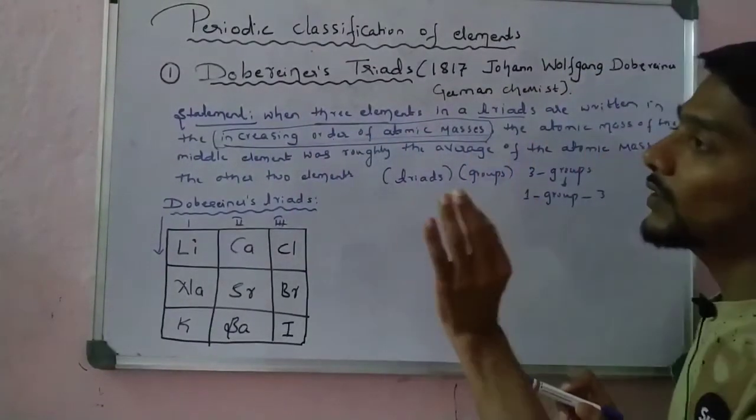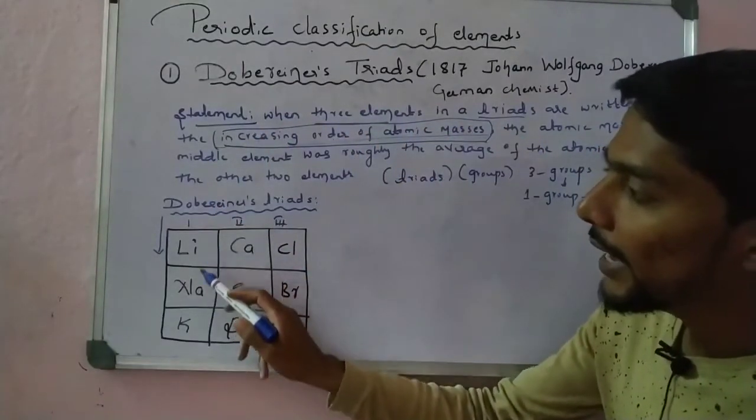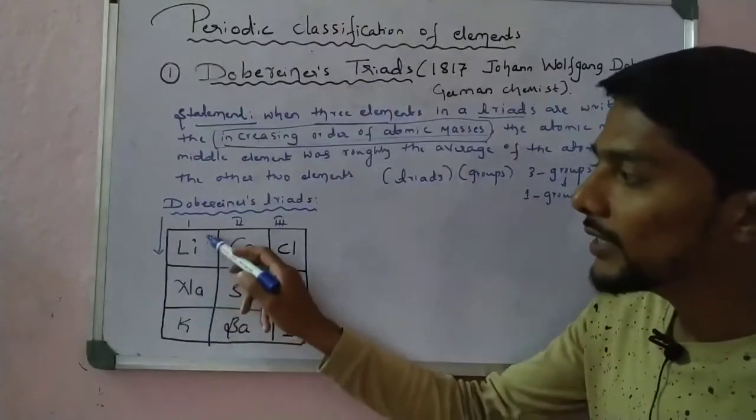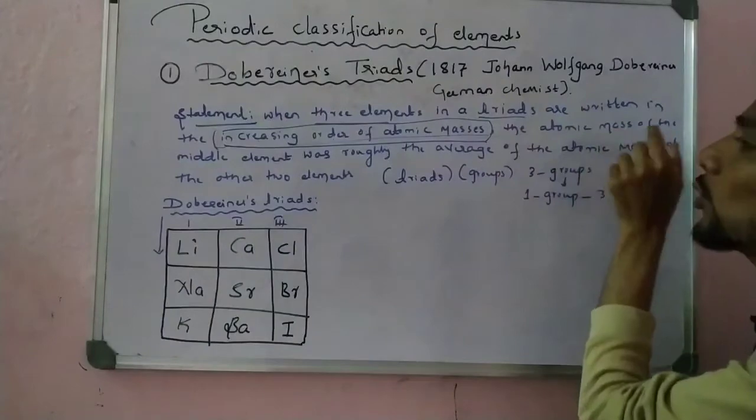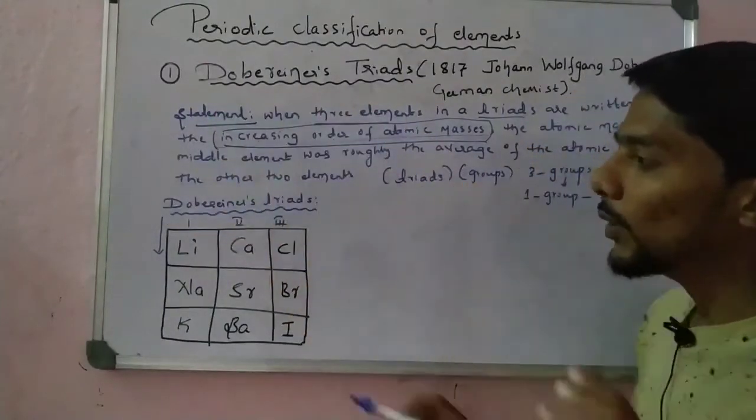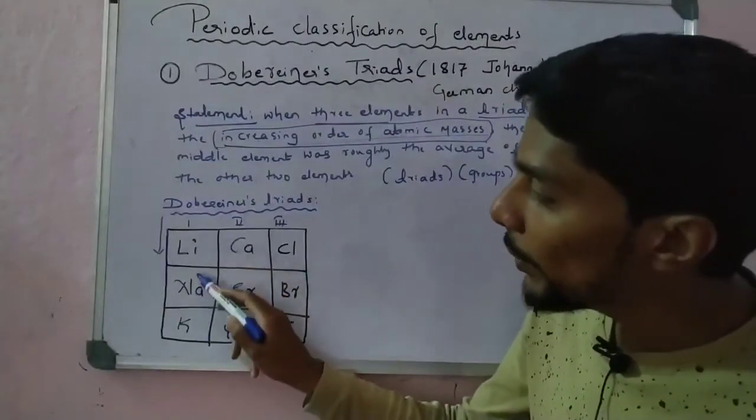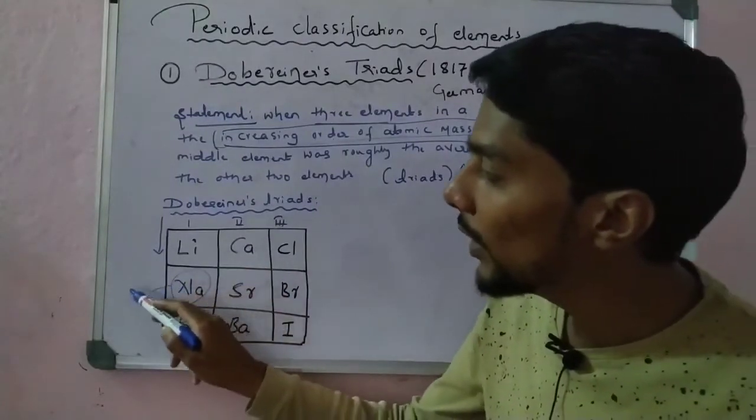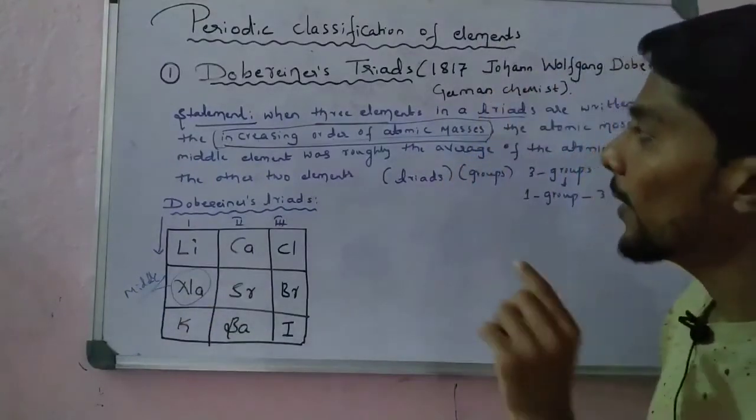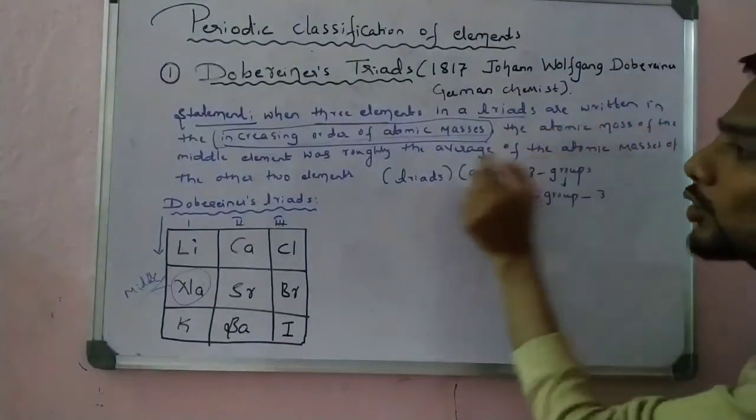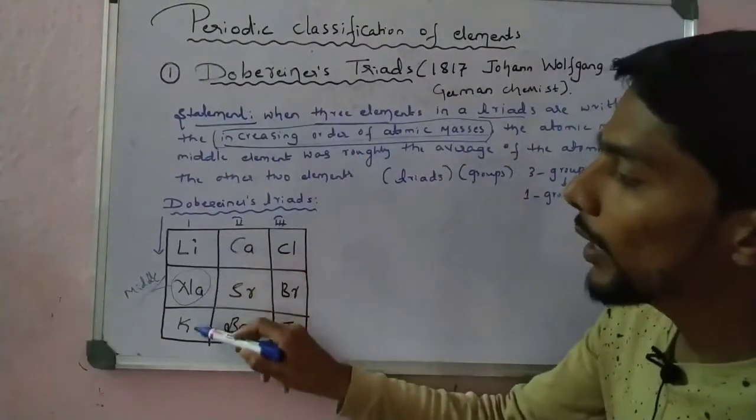So the principle of classification is the increasing order of atomic masses, which means that Li, Na and K are in the order of increasing atomic masses, right. Then, what about the atomic mass of the middle element? See here, lithium, sodium and potassium, in this group this is the middle element. So let us see the atomic mass of the middle element is roughly the average of the other 2 elements.